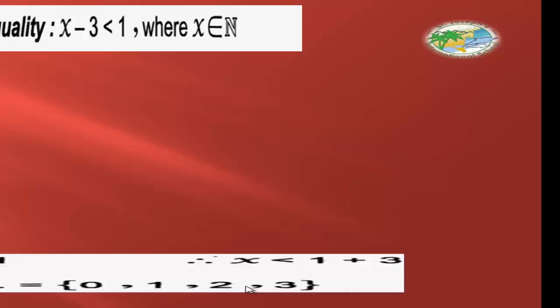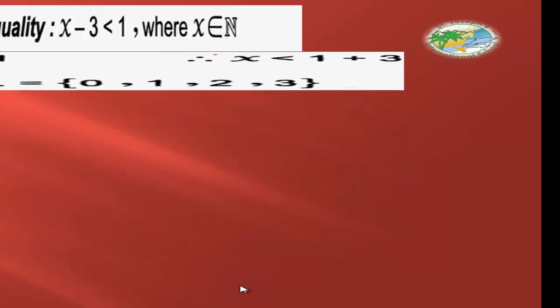Fine, that's enough. x minus 3 less than 1. Go negative 3 to another side into plus 1. Then x less than 1 plus 3. Then x less than 4.